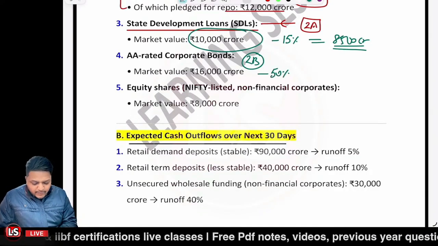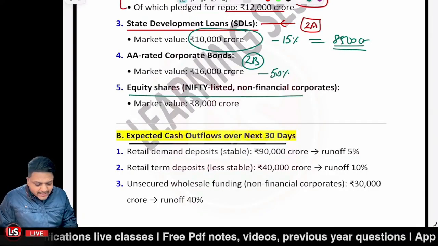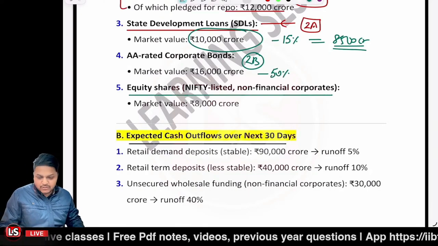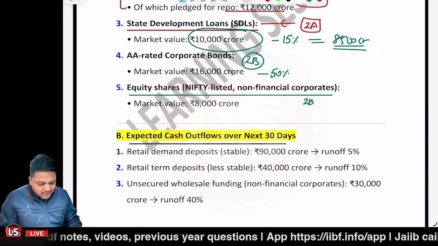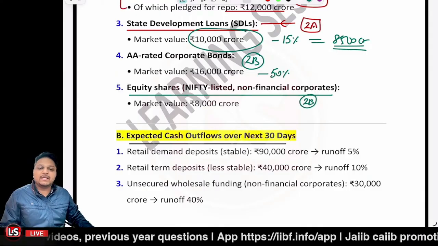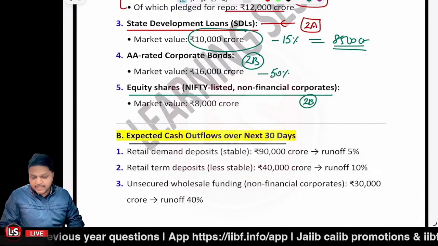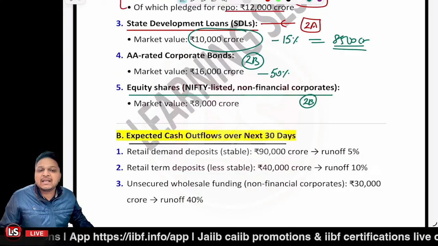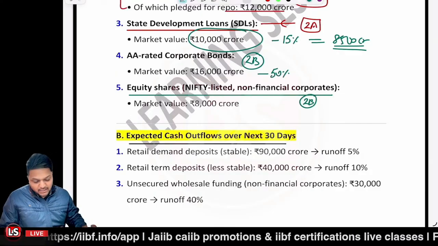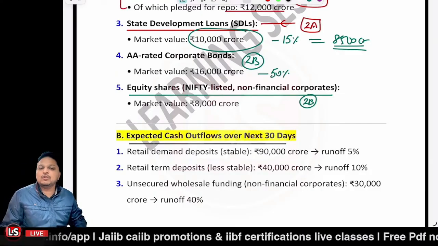So we are to subtract 50% value out of it. Okay. And also we talked about the listed securities and non-financial corporates. It's also again level 2B assets. So both of these components, number 4 and number 5, these are what? These are level 2B assets. Okay. And we have to subtract 50% value out of it.